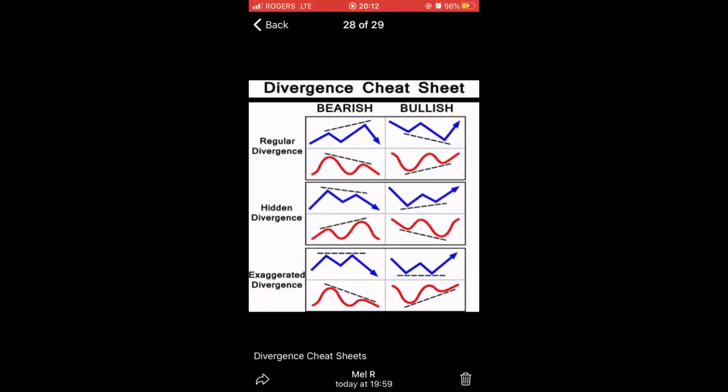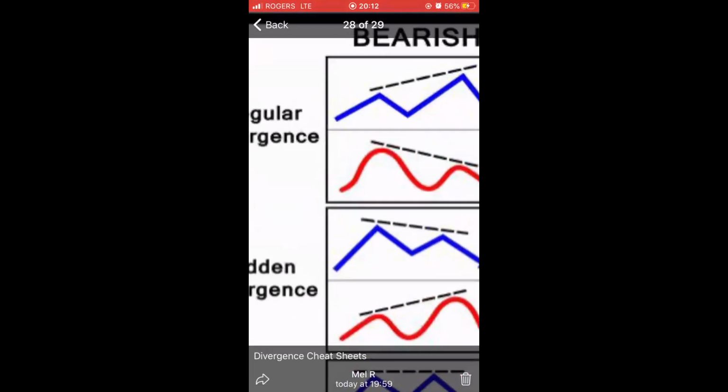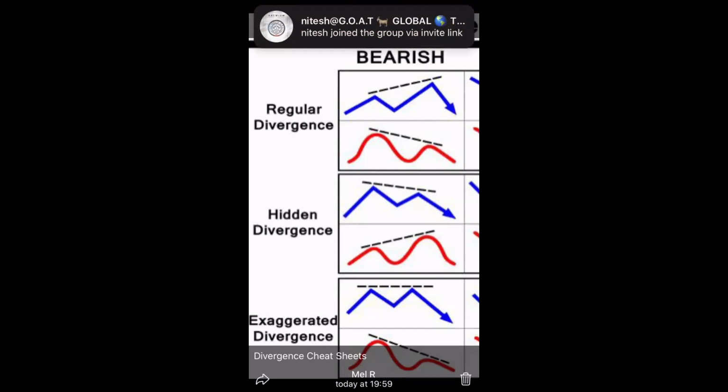Okay, so let's start with the regular divergence, guys. For each of these divergences, you're going to have a bearish kind and you're going to have a bullish kind. So let's pay attention to this first part over here. Sorry, I can't zoom in properly, but we have regular divergence, and basically regular bearish divergence happens when price is going up and then your indicator is going down. With regular divergence, you're looking for reversal patterns in the market. So when you see this happening, you're looking for price to be reversing and perhaps going for a sell.